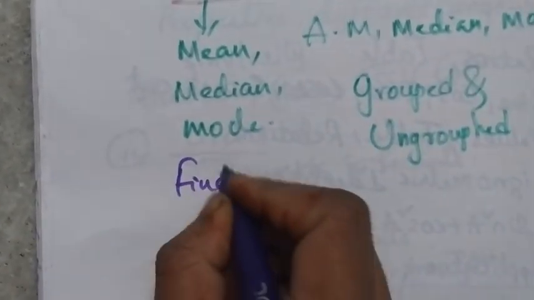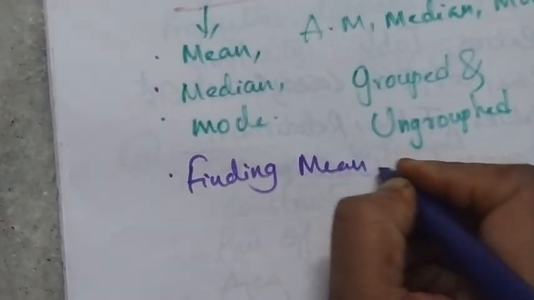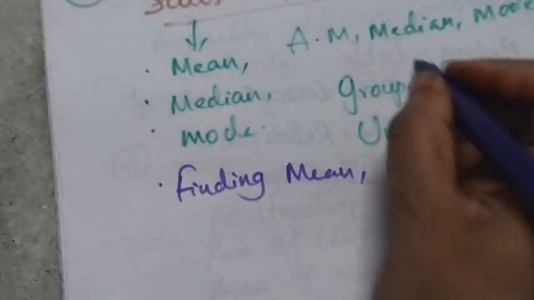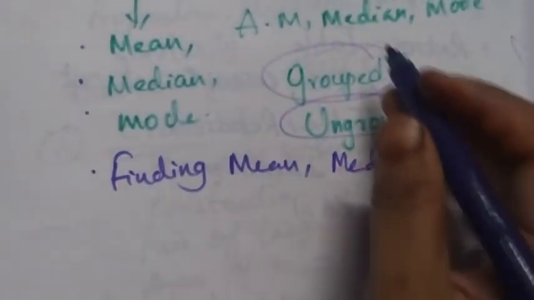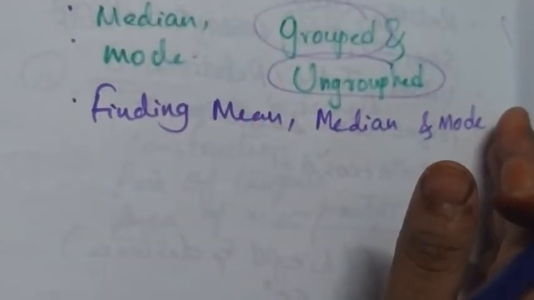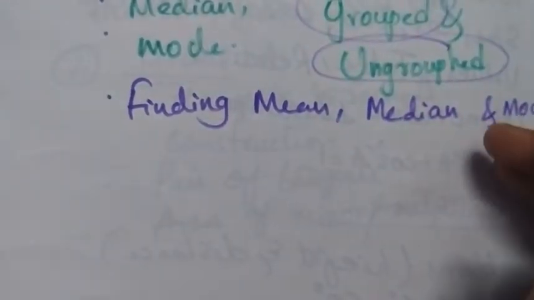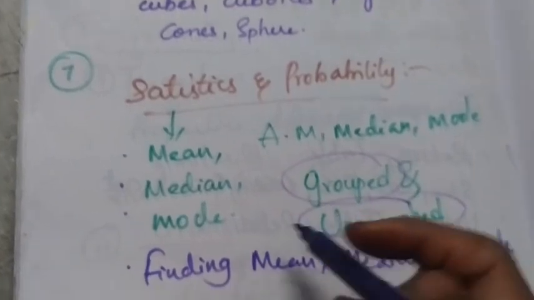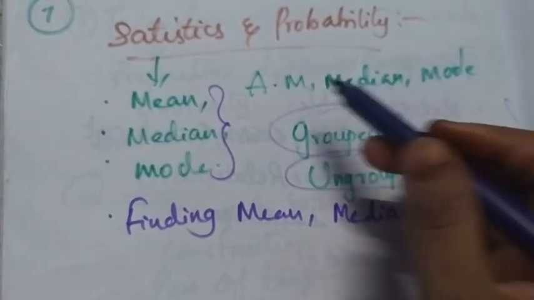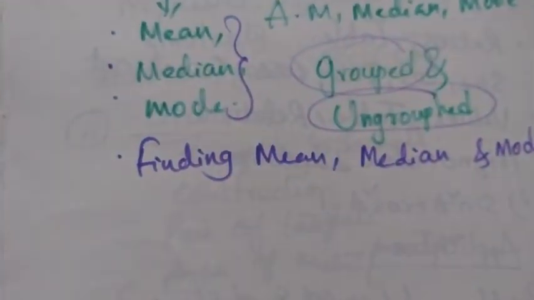Another is finding the mean, median and mode of these two types, grouped and ungrouped. Based on grouped and ungrouped data, we have to find the mean, median, mode, children. Different methods we have to use, and different measures of central tendency in this chapter. Only these three topics are important. Based on these we have mean, median, mode, grouped and ungrouped, with different methods.